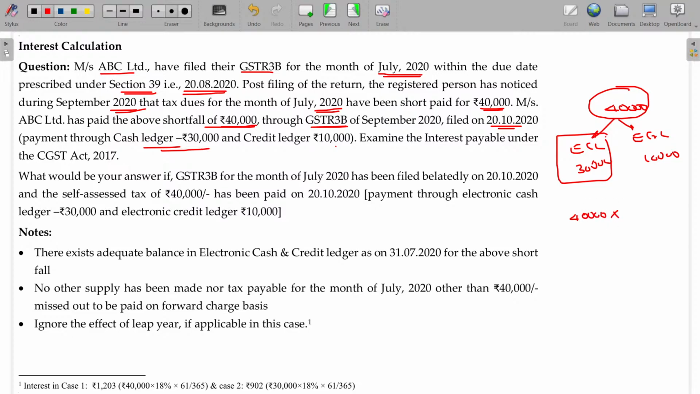The rate of interest being 24%, but currently it is only 18%. Examine the interest payable. Due date 28th August, actual payment in October 2020. In August we have 3 days, September 30 days, October 20 days. What is the total number of days? 61 days. So you have to calculate interest for 61 days. The interest is 1,203.